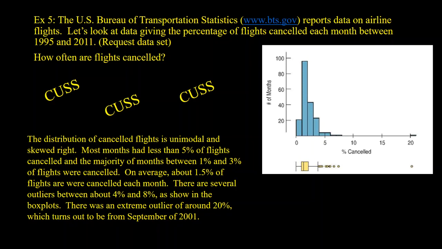Shape: the distribution of canceled flights is unimodal and skewed right. And finally, the spread: most months had less than 5% of flights canceled, and the majority were between 1% and 3%. So we're not getting super accurate there. We're not saying 50% of them are between this value. We're just saying most flights, so the biggest chunk of them, are between these values. There's not one specific way to say it, but make sure you talk about all four of those things in proper statistical language, and you will be good.